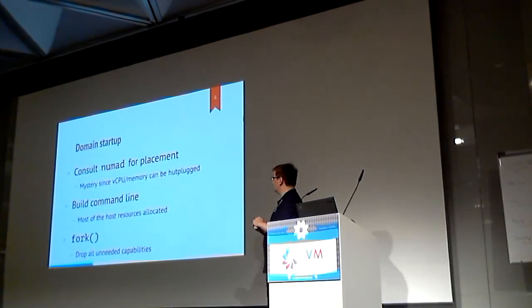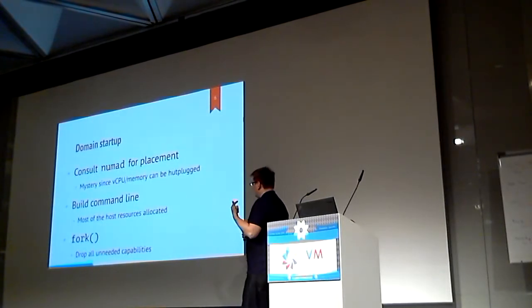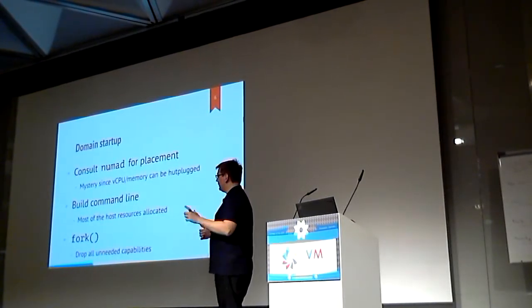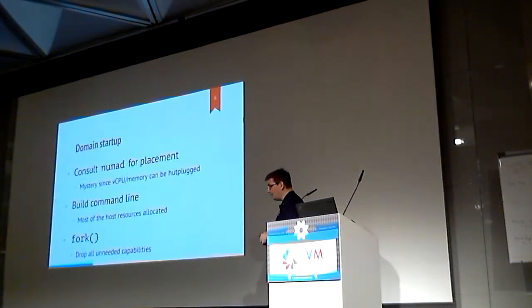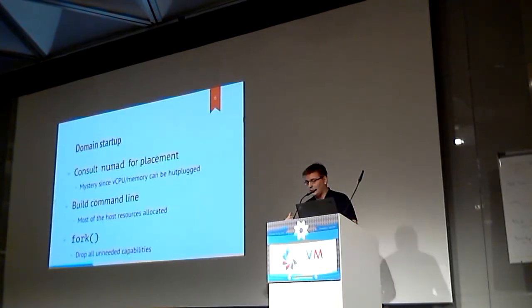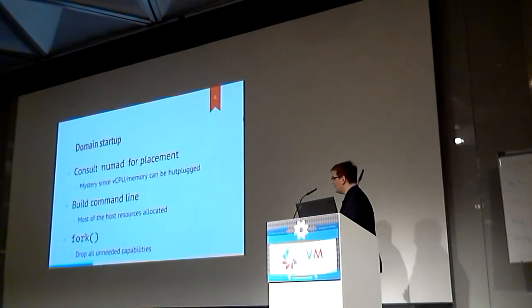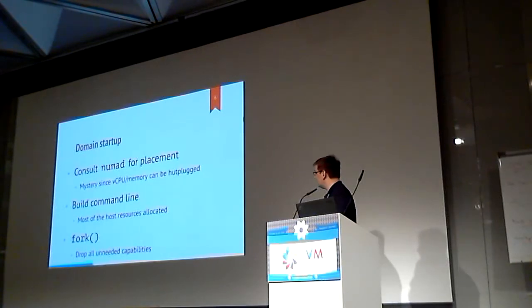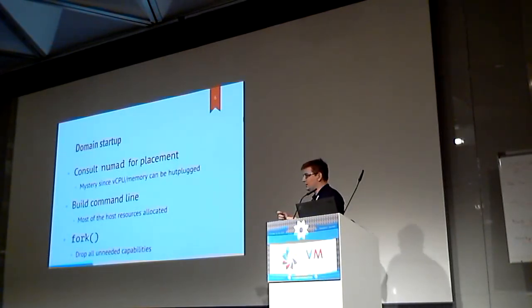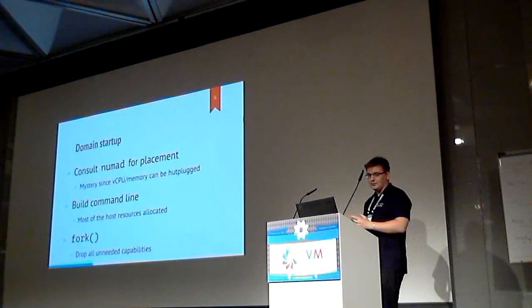Then we try to build a command line. This is the point where the majority of the host resources are pre-allocated. For instance, we create tap devices by opening a tun device. We keep the file descriptor so that it can be passed to QEMU later. We plug the interface into the correct bridge. We set up network bandwidth limiting and stuff like that.